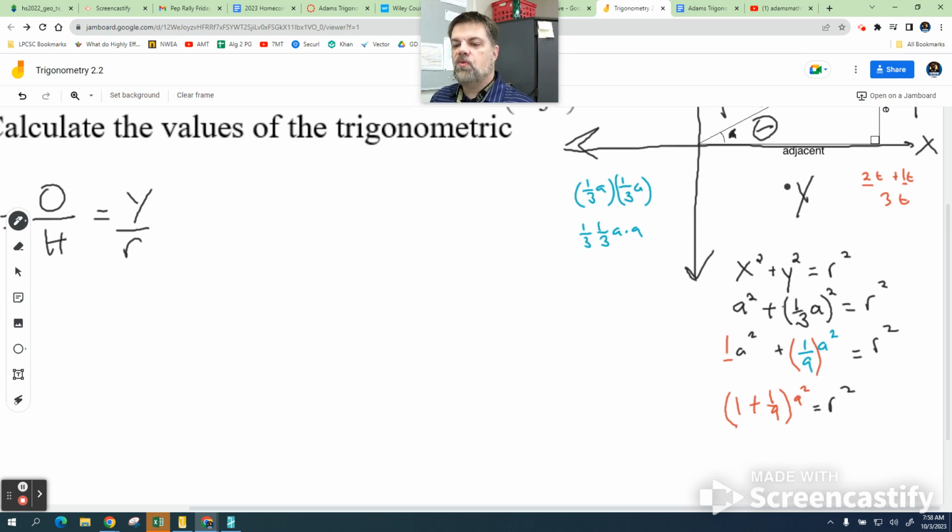Well, I can't just add 1 to 1/9. I have to have a common denominator, right? So in order to do that, what I can do is change the 1 to 9/9 plus 1/9 times a squared equals r squared. So when I add that up, I get 10 over 9 a squared equals r squared. Now at this point, I'm going to need to take the square root of both sides.